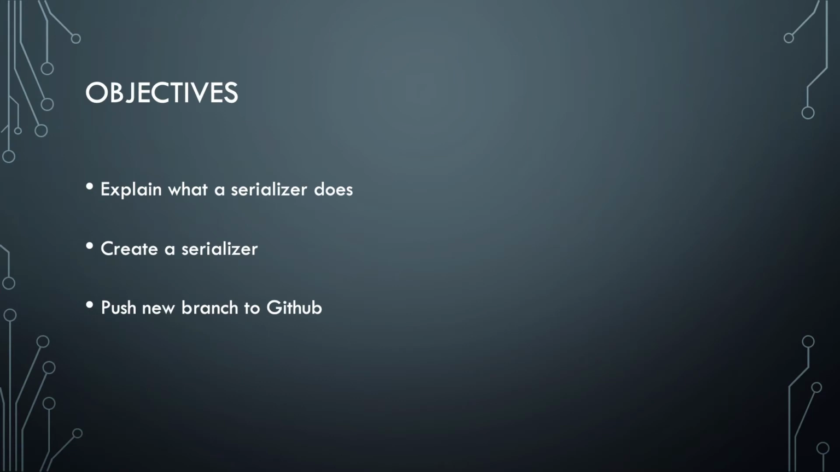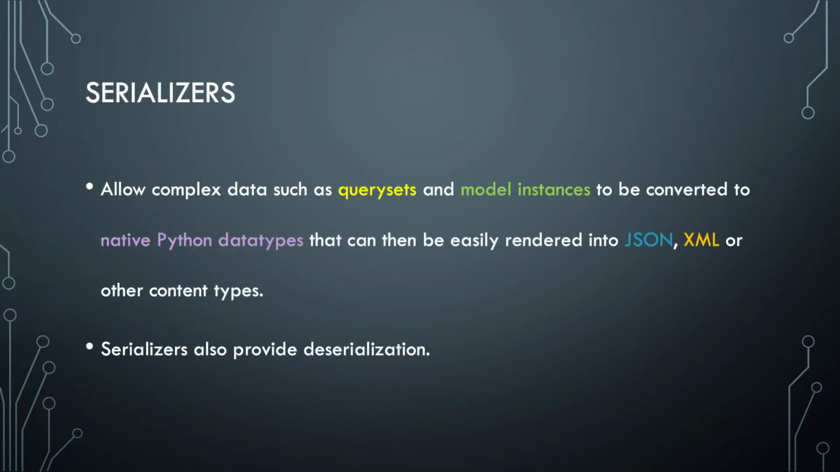In this video, we're going to explain what a serializer is, create a serializer, and push a new branch to GitHub. Serializers allow complex data, such as query sets and model instances, to be converted to native Python data types that can then be easily rendered into JSON, XML, or other content types. They also provide deserialization. In deserialization, we convert the parsed data, which may be expressed as JSON or XML, back into the complex data types after incoming data has been validated.